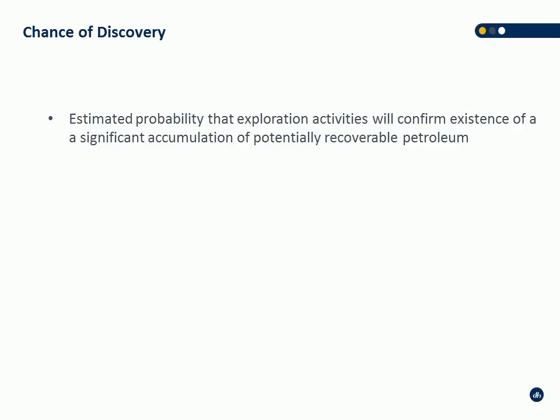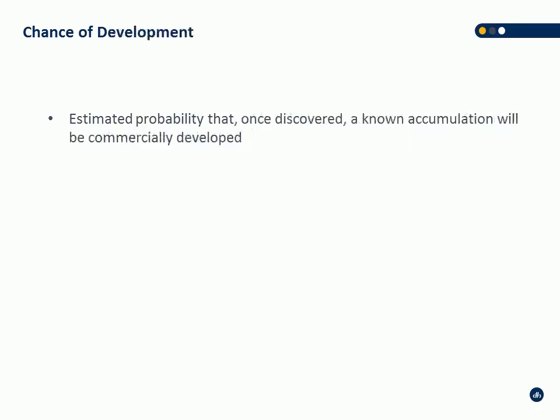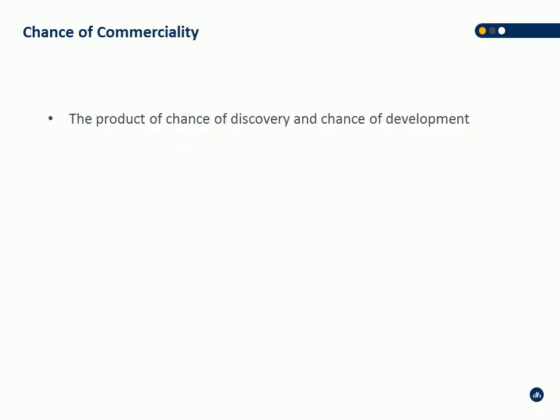Chance of development is the probability that once you have discovered an accumulation of oil and gas, you will proceed with development of that asset. We'll talk a bit more about it later, but it has a whole bunch of different elements ranging from economics to royalties to social and political licenses. Chance of commerciality is simply the product of chance of discovery and chance of development. You're going to see when we get into contingent, prospective resources and reserves, they all interact a bit differently. But chance of commerciality is the overall chance that an accumulation of oil and gas will be, A, discovered, and B, eventually developed.